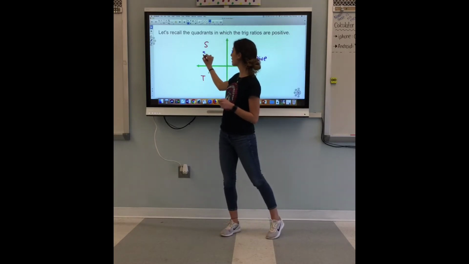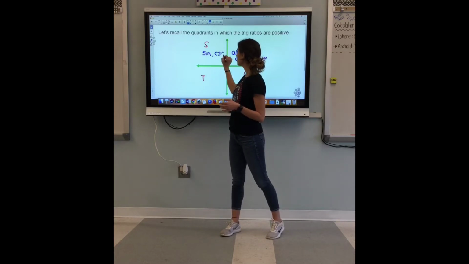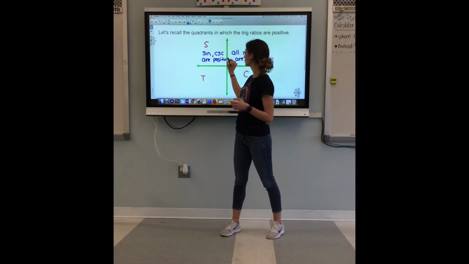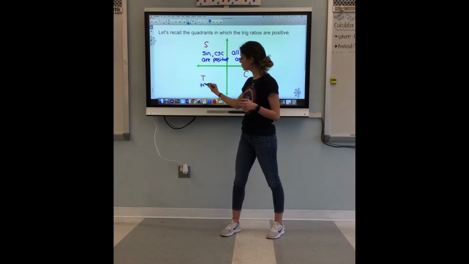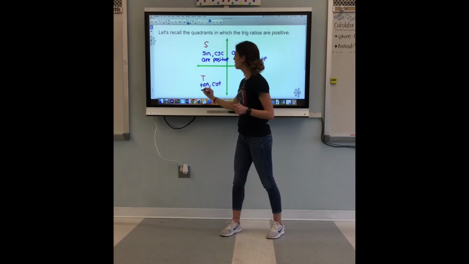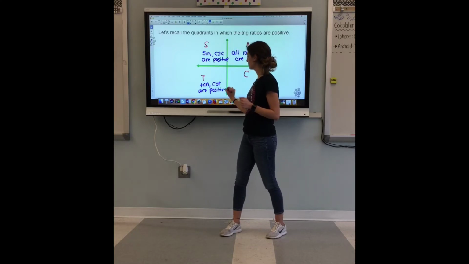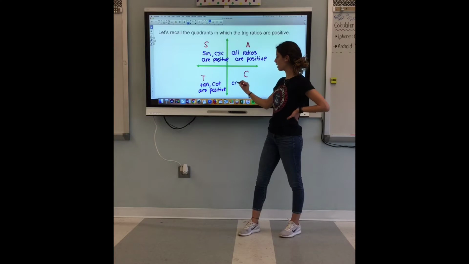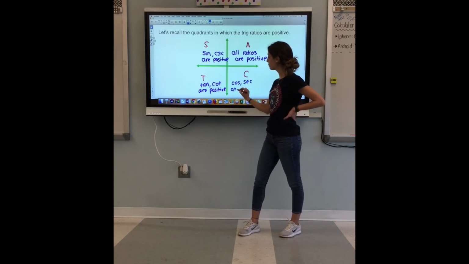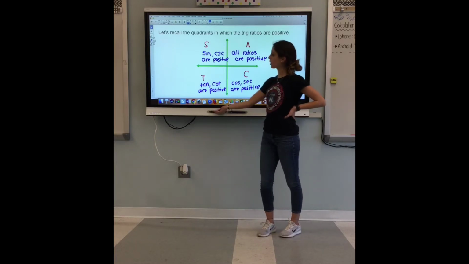This S tells us that sine and its reciprocal, which is cosecant, are positive. This T tells us that tangent and its reciprocal, which is cotangent, are positive. And lastly, this C tells us that cosine and its reciprocal, which is secant, are positive. Okay?